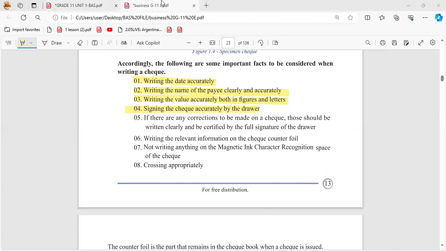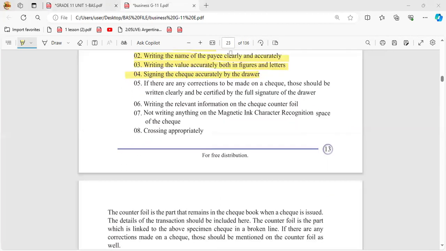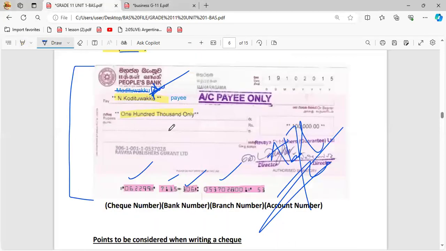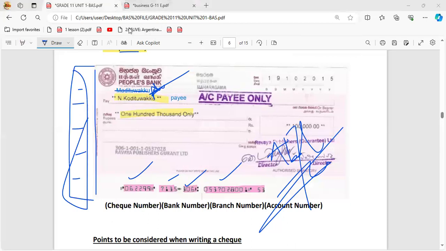Next, writing the relevant information on the check counterfoil. Check counterfoil means, in the checkbook there is a part where you have to write all the information. You are giving only this part. You are tearing off this part and giving it. The counterfoil you can keep for your later reference. People who have seen a checkbook know this. You keep the counterfoil and you give the rest of the check.